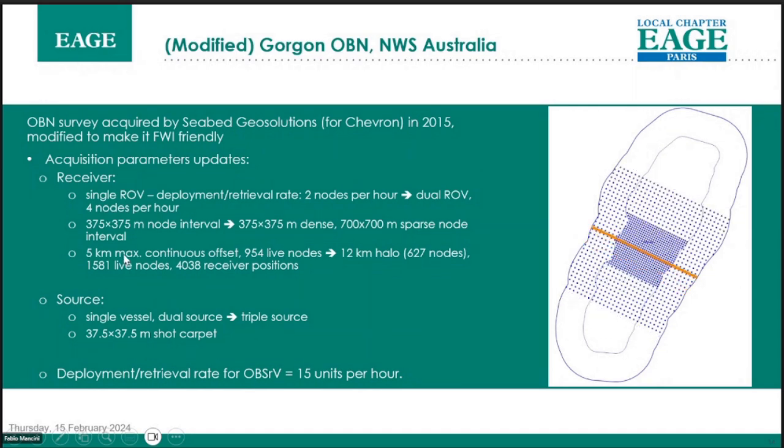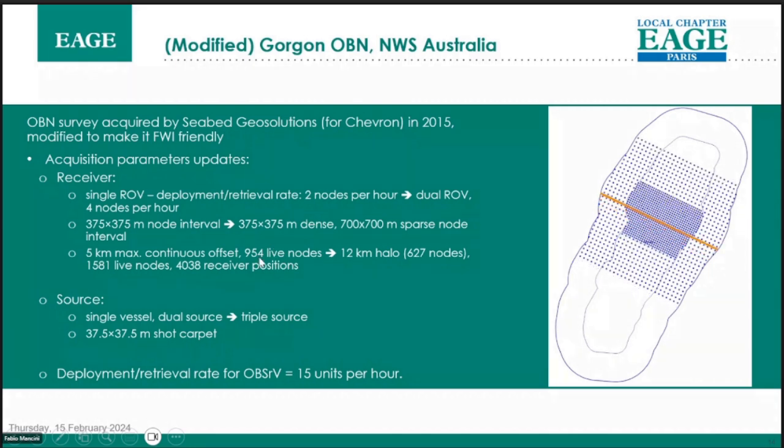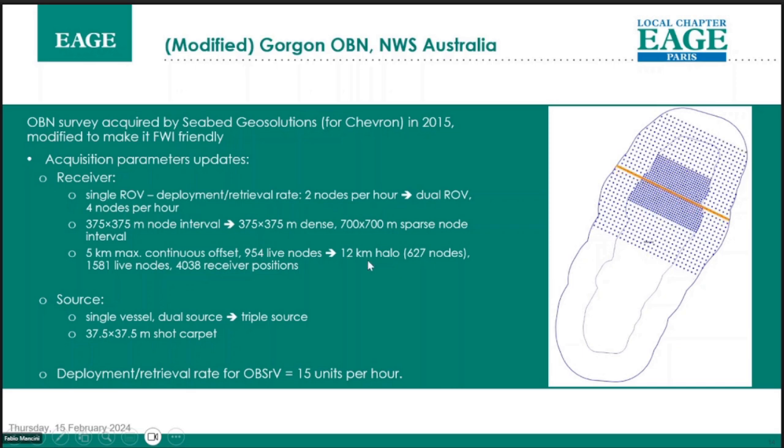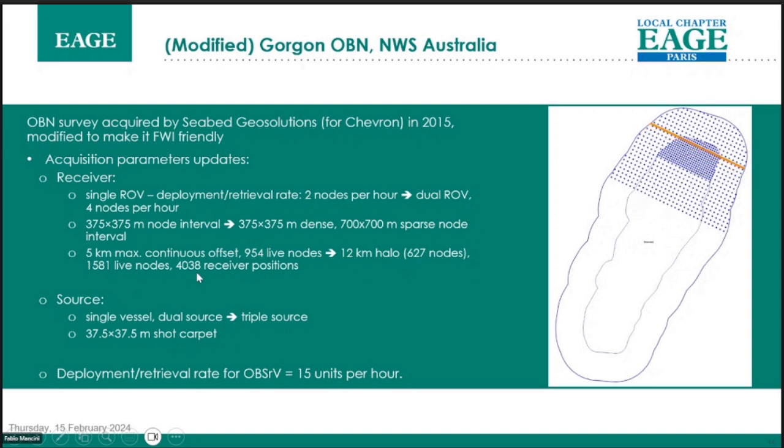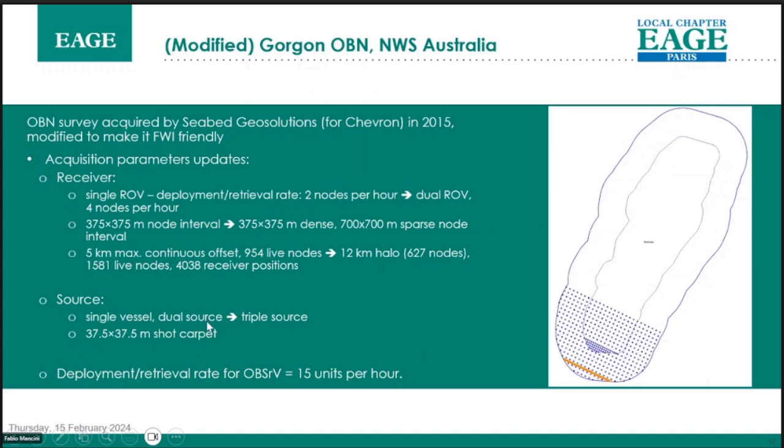Initially, this created a continuous maximum offset of 5 kilometers using 954 nodes. I extended that to have a 12-kilometer halo, and you need 1,581 nodes to cover a total of 4,000 receiver positions. On the source side, I assume a triple source instead of a dual source to speed up the survey, and I kept the same source carpet.